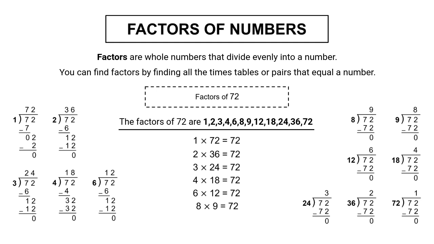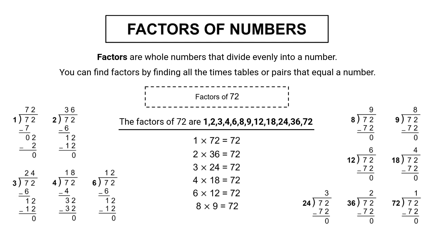So we're going to cover how to find the factors of a number. Factors are just whole numbers that divide evenly into another number. And you can find factors by finding all the times tables that equal that number. So as you can see, these are all the factors of 72, and they all can be shown using the times tables that equal 72. And we can also see how all these numbers divide evenly into 72 with no remainder.